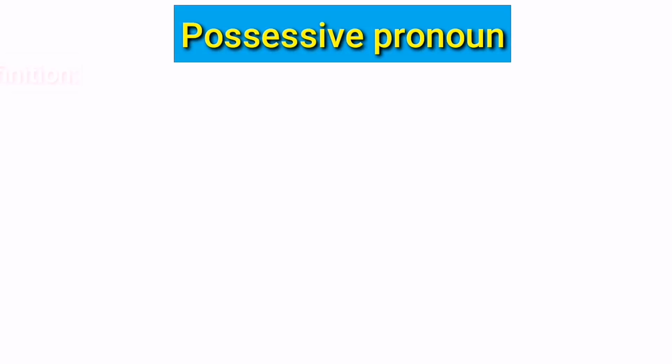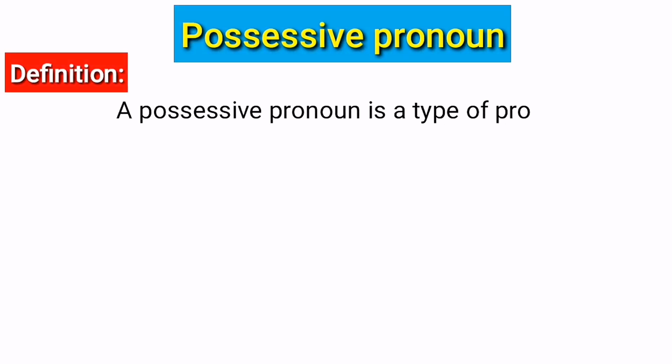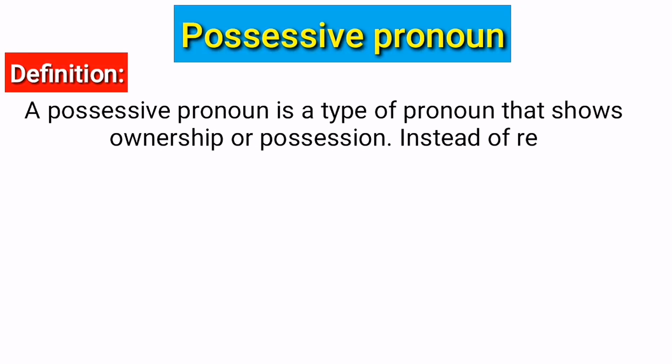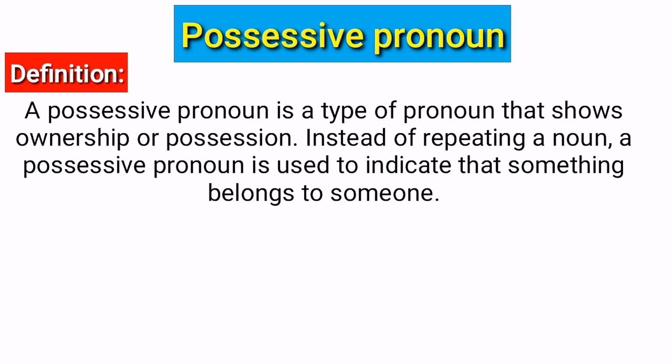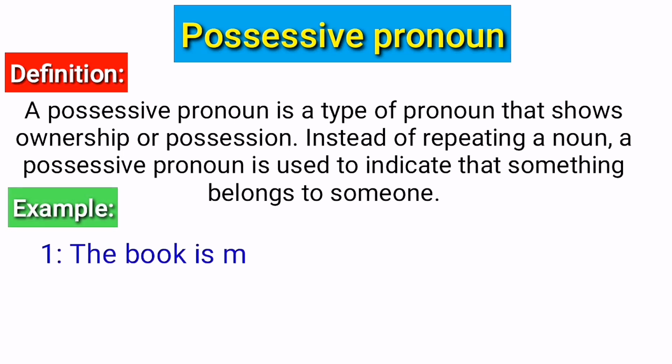Possessive pronoun. A possessive pronoun is a type of pronoun that shows ownership or possession. Instead of repeating a noun, a possessive pronoun is used to indicate that something belongs to someone. For example, "The book is mine." Here the possessive pronoun is mine. Actually, the word mine is used to show that the book belongs to the person speaking. It replaces the need to repeat the noun book and indicates ownership.